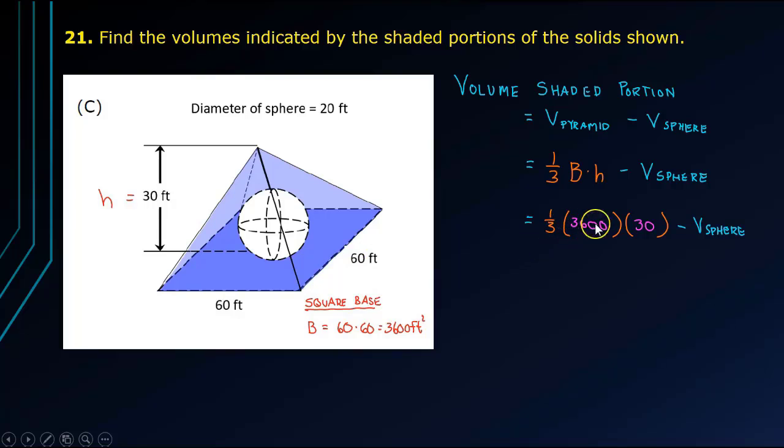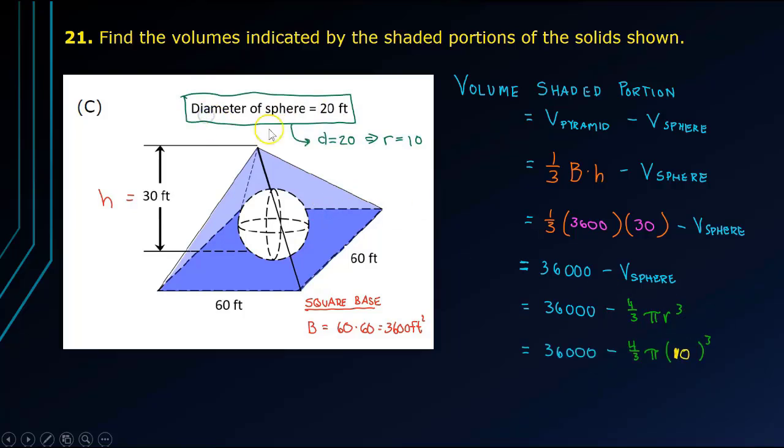So I have 1/3 times 3,600 times 30, which is 36,000, minus the volume of the sphere. Now the sphere, its formula is 4/3 pi r cubed. I know the diameter of the sphere is 20, which means that the radius is 10. So substituting that in for r, I end up with 36,000 minus 4,000 pi over 3, which is approximately 31,811.21 cubic feet.